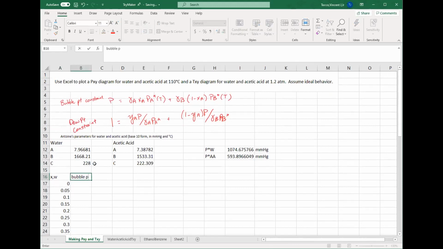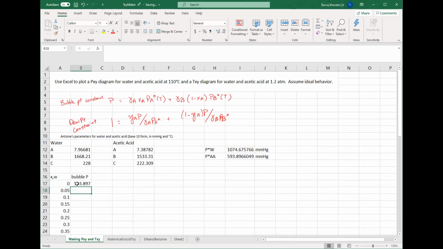So bubble P is an easy equation now to solve, and the formula is given by this equation. So equals, remember, gamma A is 1, so it equals XA times PA star. And now because I'm going to be solving this equation multiple times, I need to use dollar signs on this value, because when you drag cells, the cell references get dragged as well. You'll see this in a second. I'm going to hit the F4 key, and that is going to add the dollar signs, and that's going to keep my cell reference constant. Plus 1 minus XA, so 1 minus cell A17, times the vapor pressure. And I'm going to put dollar signs on that one as well.